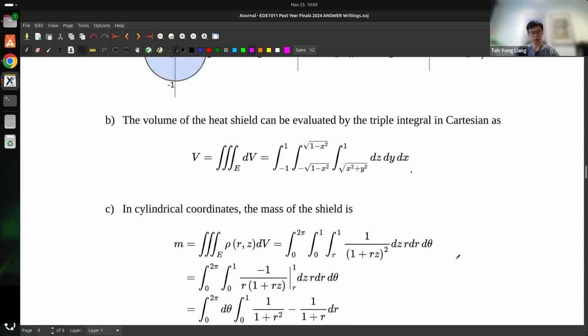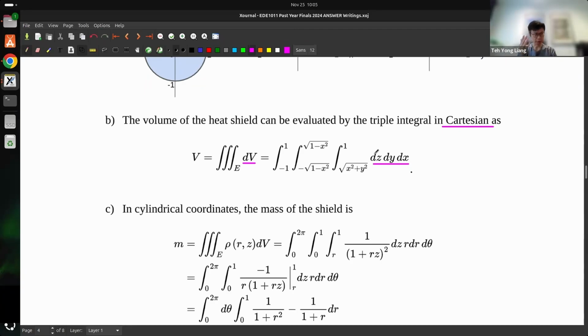For part B, because they ask you in Cartesian, you have to follow. In Cartesian, the dV is given by the standard dx dy dz, in any order, doesn't matter. Maybe one of the easiest ways to integrate is to integrate with respect to z first. There are other ways to integrate, no issues with that.